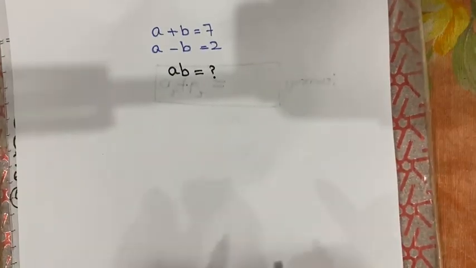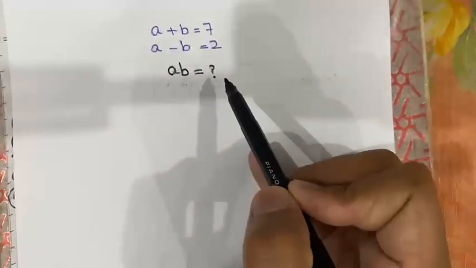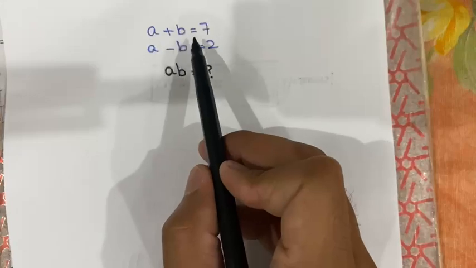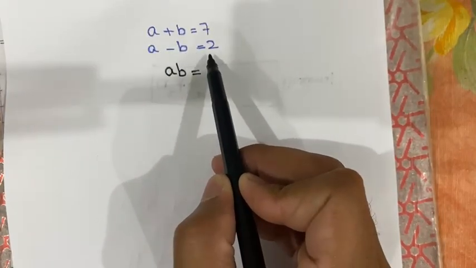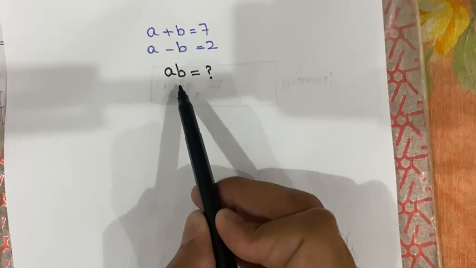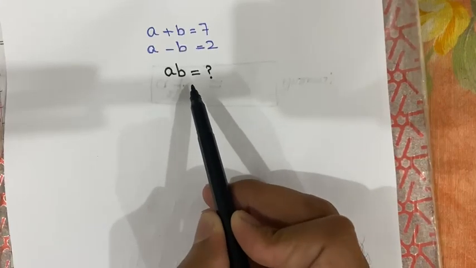How are you, students? Today I am going to solve this algebraic question: a plus b is equal to 7, and we are given that a minus b is equal to 2, and now we are interested to find the value of ab.